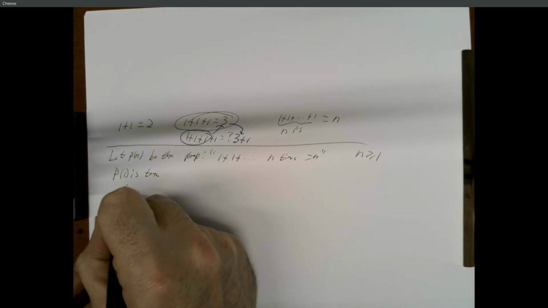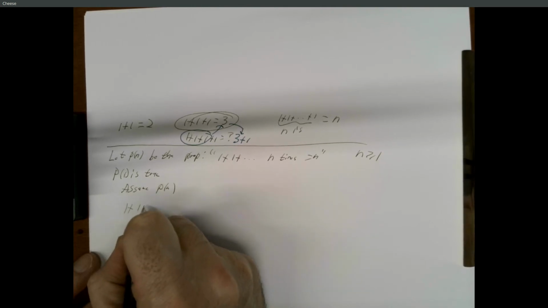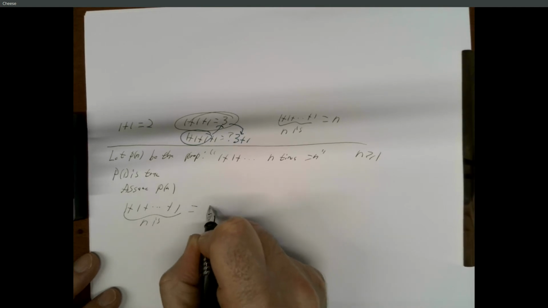So let P of n be the proposition that n ones adds up to n. We know P of 1 is true. Assume P of n. So if we add n ones, we're going to get n.